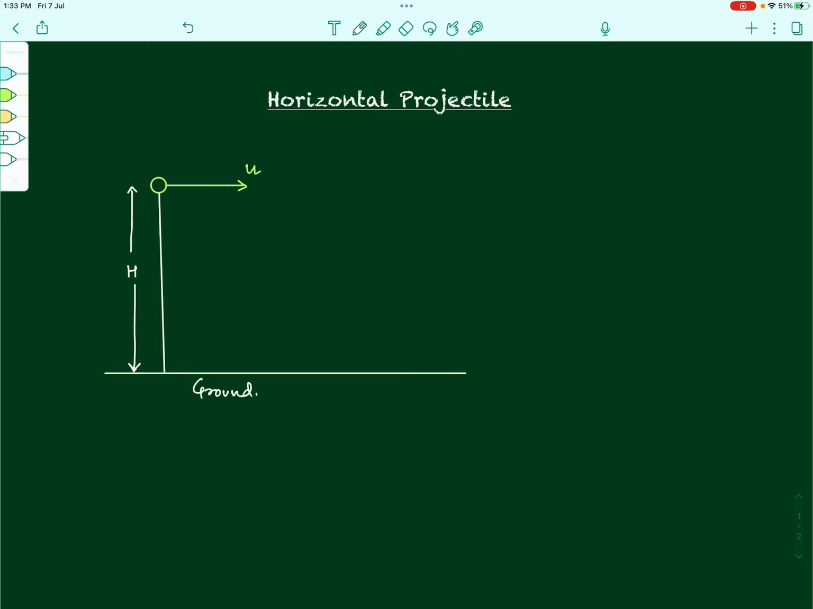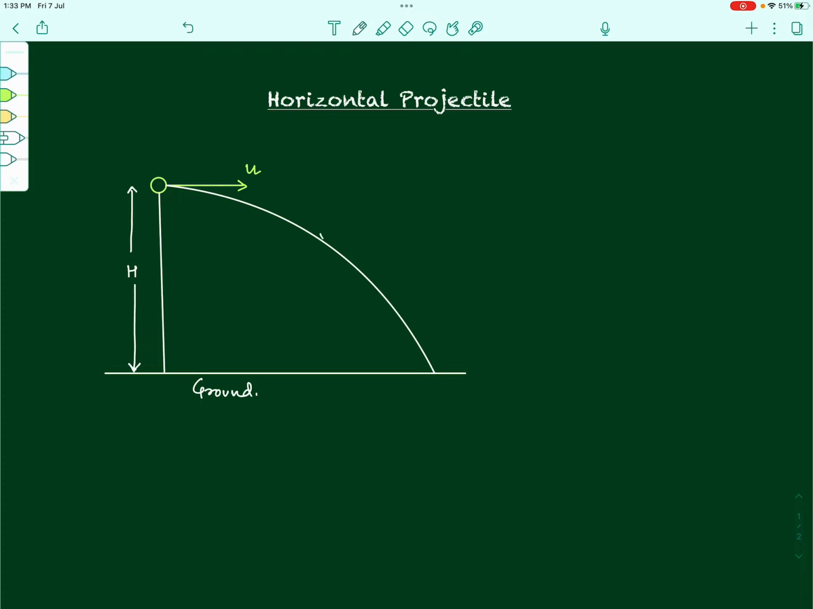But we understand that as this body falls down, gravity works on it and it will take a path which will look like this. As it falls down, it will gain velocity in the downward direction also because of the gravitational acceleration. And finally, when it reaches the ground, it will have both the velocity components along the x-axis as well as along the y-axis.